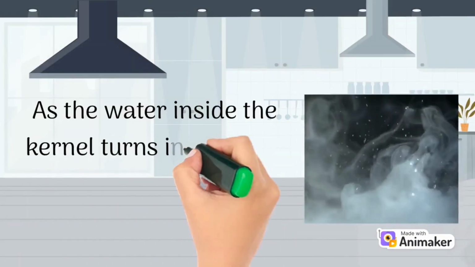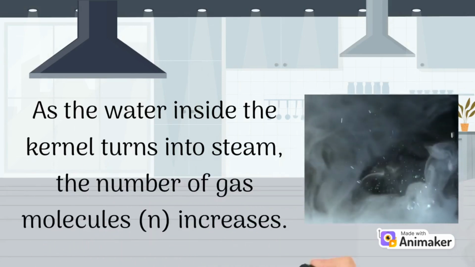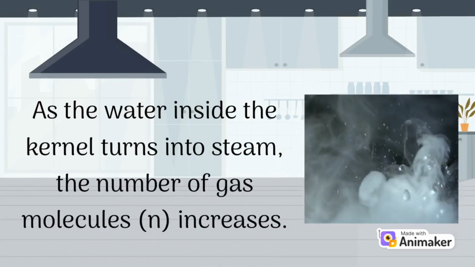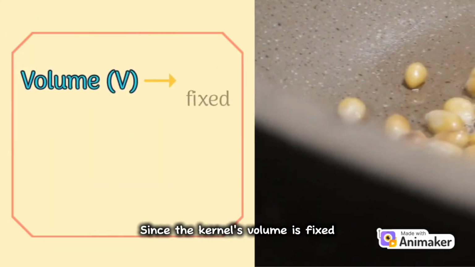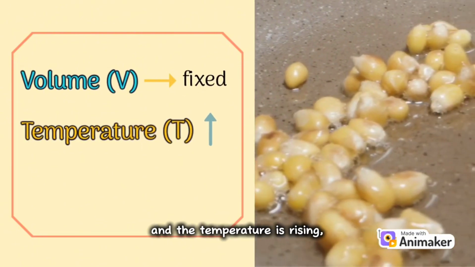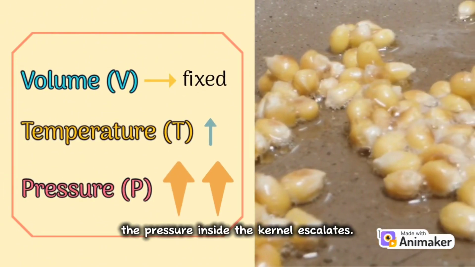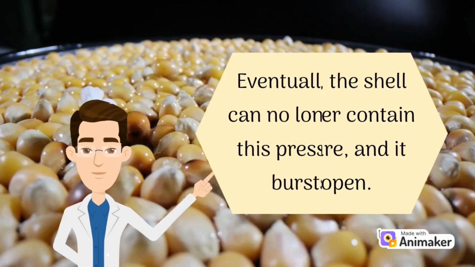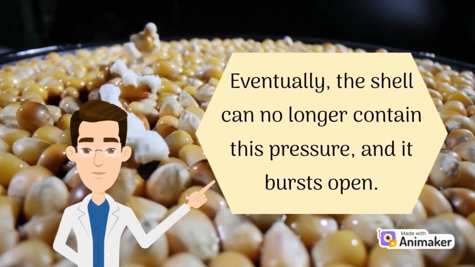As the water inside the kernel turns into steam, the number of gas molecules increases. Since the kernel's volume is fixed and the temperature is rising, the pressure inside the kernel escalates. Eventually, the shell can no longer contain this pressure and it bursts open.